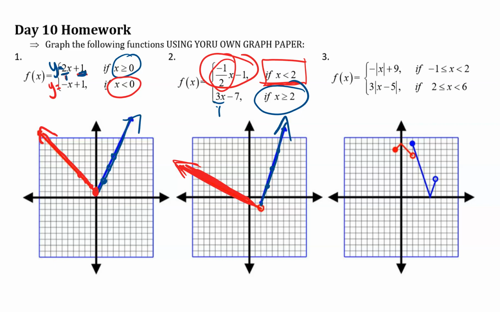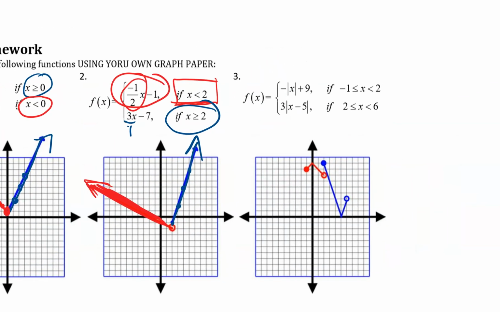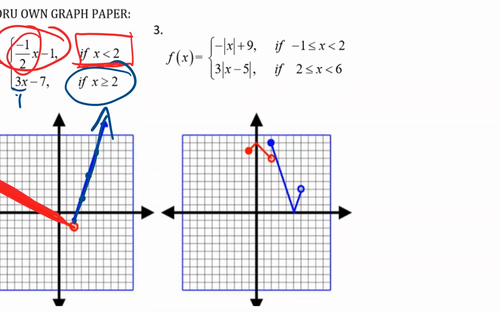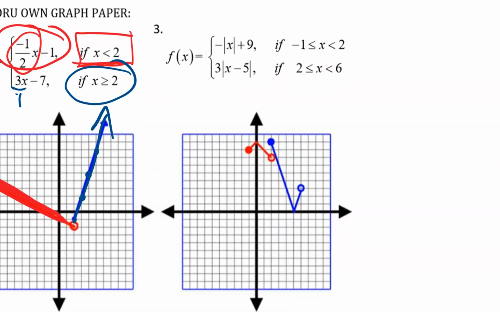The next ones were a little interesting. These are both absolute value. So I will do this one just kind of quickly. So this first one goes from -1 to 2, that's the red one here. And then this one must be the blue one that goes from 2 all the way over to 6.